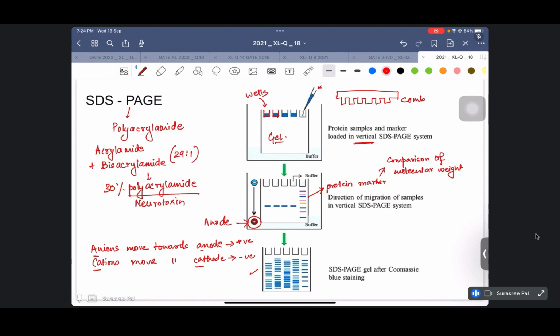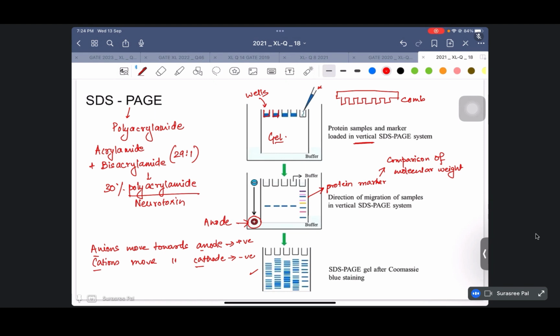Now another question is, if two proteins are of the same molecular weight, then we will not be able to resolve them, because this technique is completely based on this information, that is, what is the molecular weight of the protein, right? Because it's a separation completely based on molecular weight.